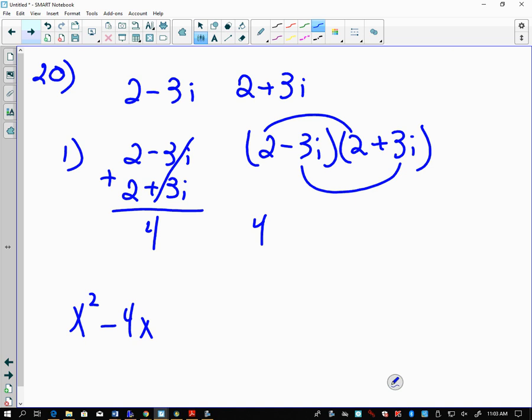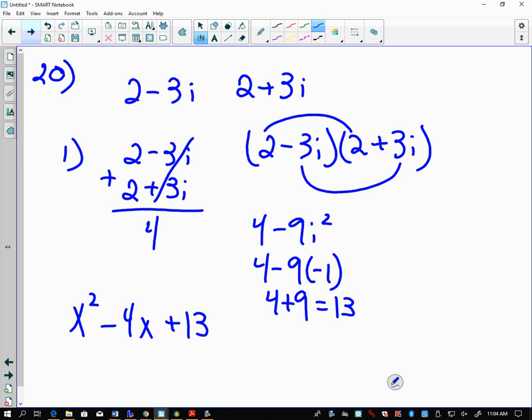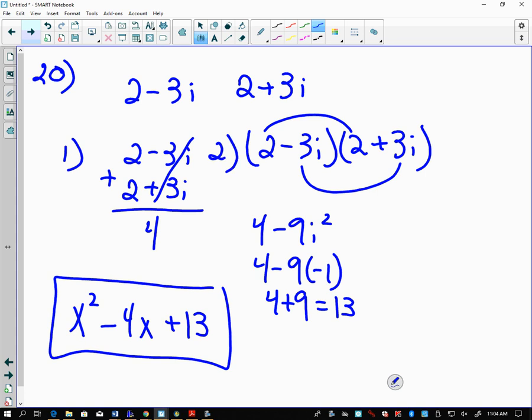Negative 3i times positive 3i is negative 9i squared. But i squared is negative 1, so I'm getting 4 minus 9 times negative 1. Negative 9 times negative 1 is positive 9. 4 plus 9 is 13. So I get plus 13. And on 20, we're just leaving it exactly like that. It can be a little confusing because your answer from step 1 takes the opposite sign, and your answer from step 2 keeps the sign. Are we good there? Okay.